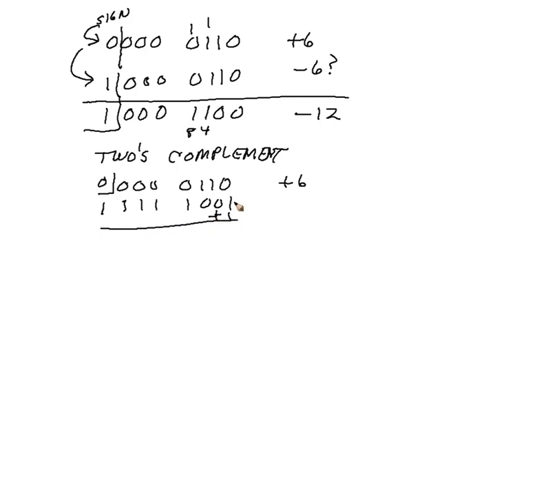1 plus 1 is 0. Carry the 1. What do I get? 0. There's our sign. So this is what negative 6 should look like in 2's complement. Let's test it.